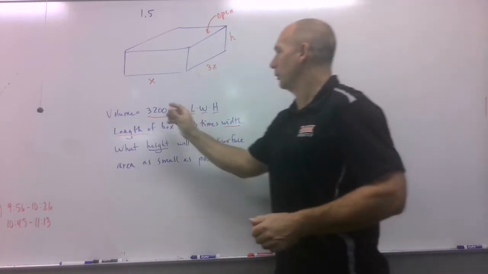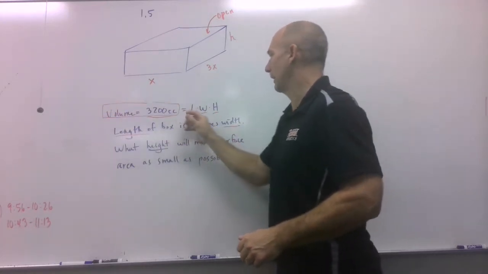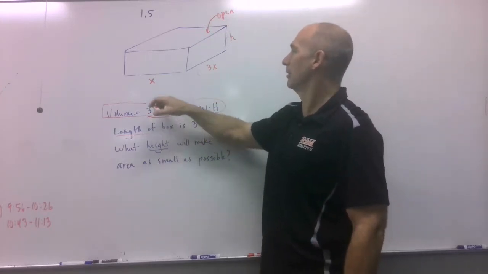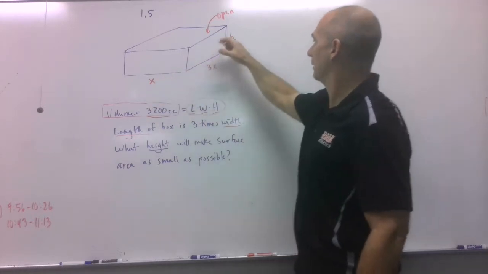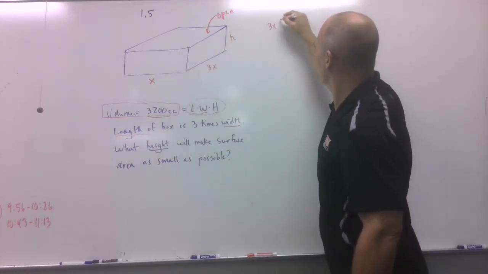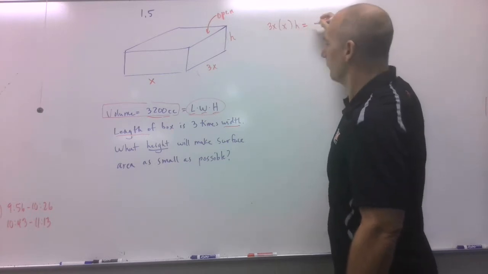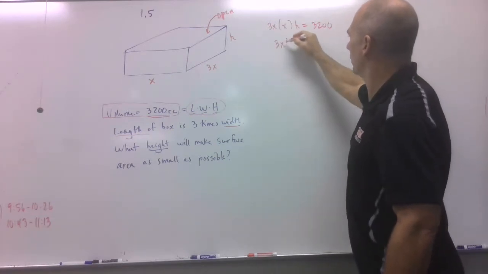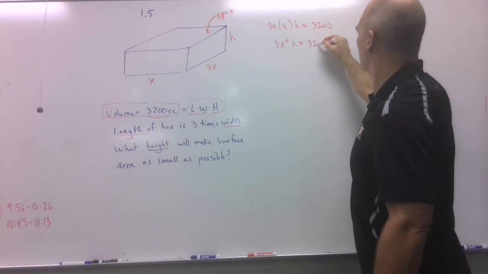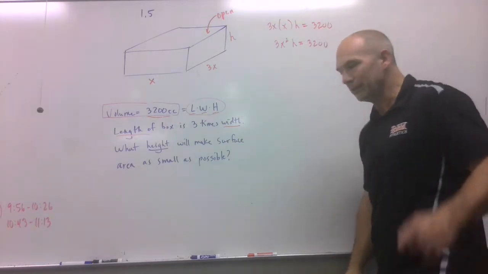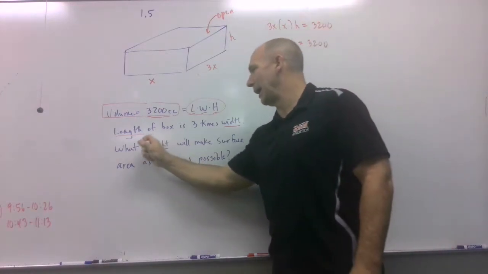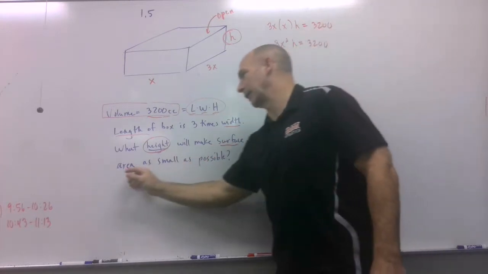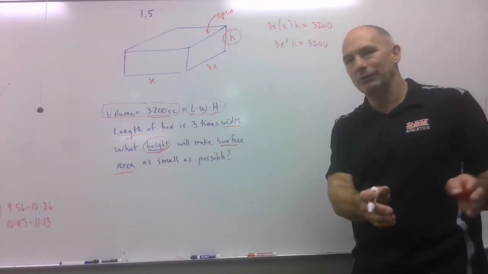So we're going to start with this formula right here: length times width times height equals 3,200 cubic centimeters. So I'm going to go 3x times x times height has to equal 3,200. I'm going to clean that up a little bit: 3x squared h equals 3,200. I'm going to stop there. Let's read the problem. It said, what height, so it's all about this, will make the surface area. See, this is a whole other formula. See, this is why we need 2 equations.